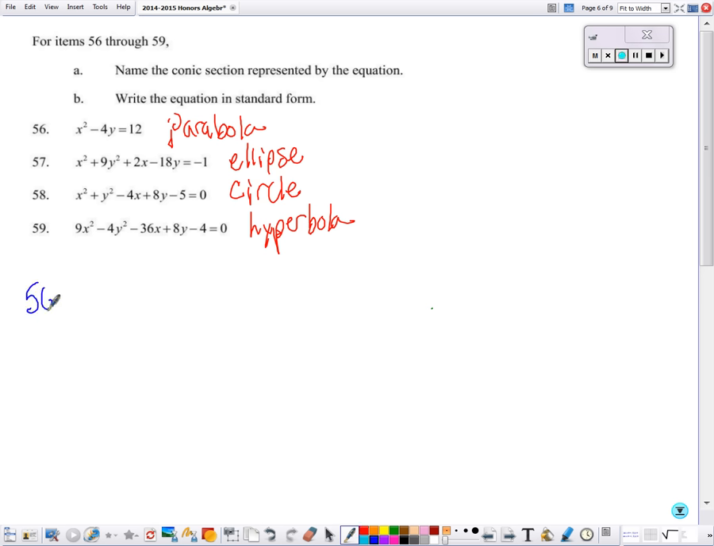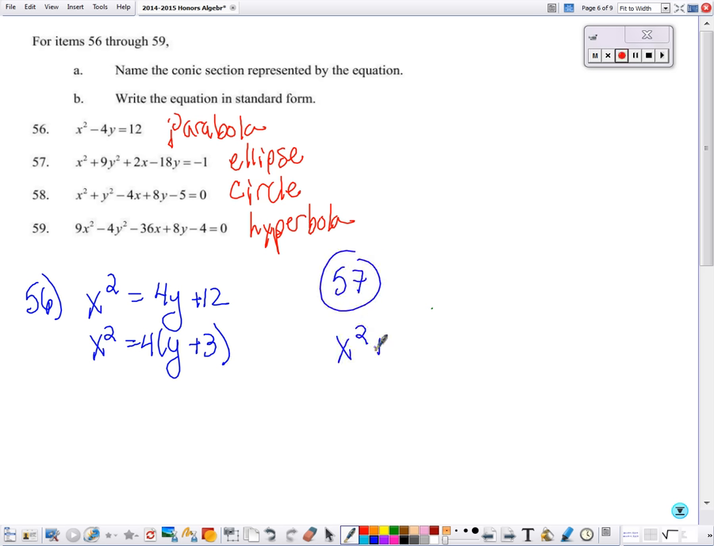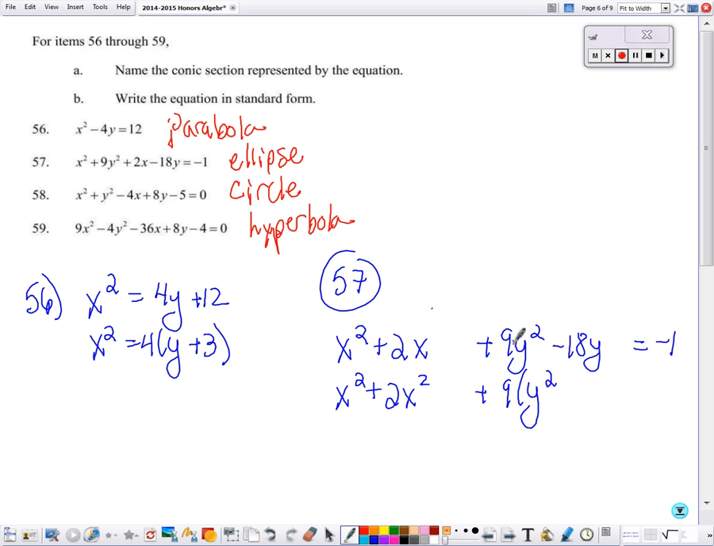Okay, so for 56, to write that in standard form, I'm going to add the y term to the right, and then we have to factor out the 4, and there's our answer for 56. For 57, I'm going to reorganize the information so that I have my x's, I have my y's, and then before you can complete the square, you have to factor out any coefficient on a squared term. So 9 divided by 9 is the 1 for y squared, and then 18 divided by 9, negative 2.